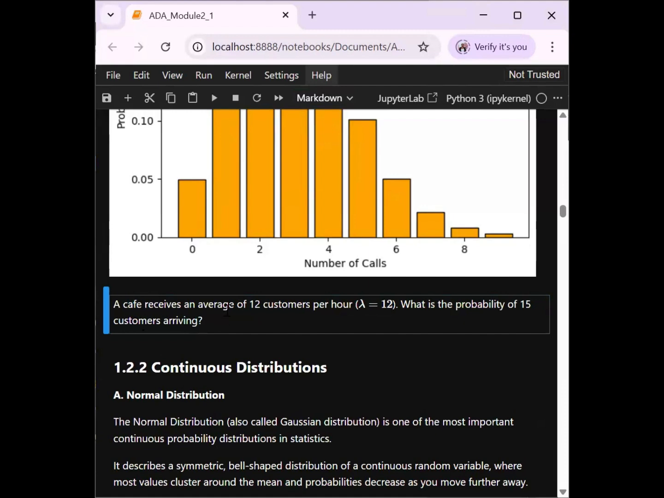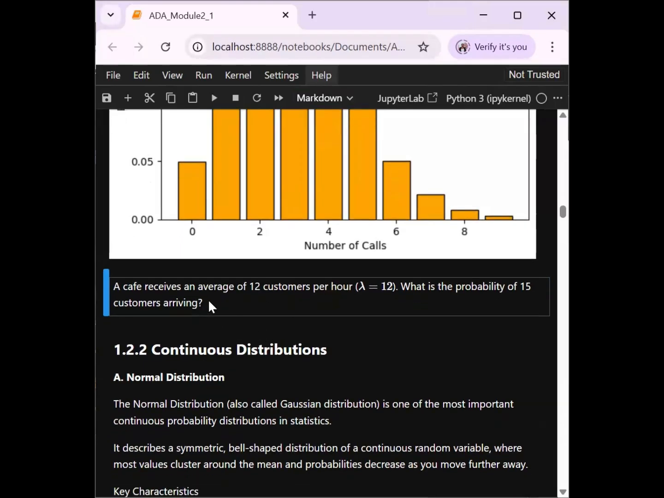A cafe receives an average of 12 customers per hour. So what is the probability of 15 customers arriving? Of course, I told you when we talk about time, that is a big indicator that it's a Poisson distribution. In this case, we see customers, humans, so this is a discrete random variable. It's not continuous, because you can't get 11.89 customers. And when we see it relating to time, we know this is a Poisson distribution.